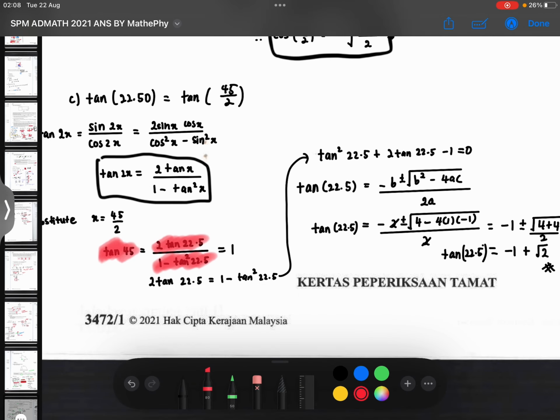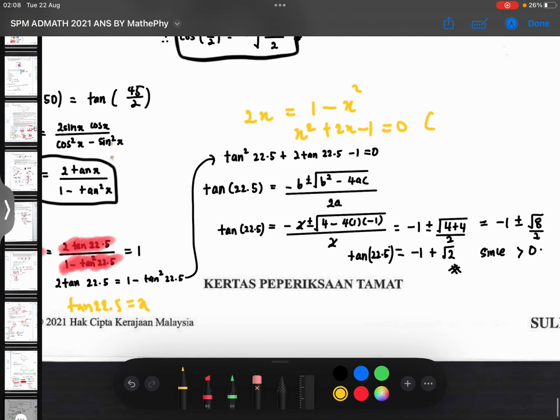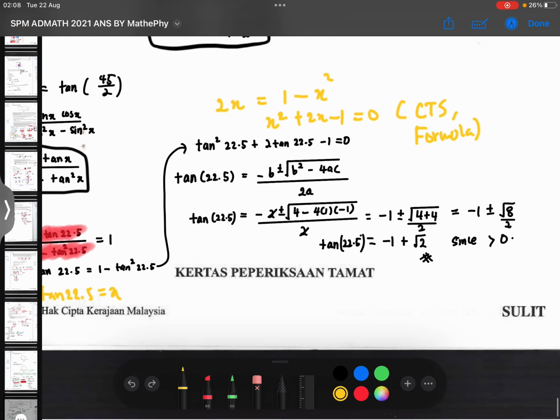So if you can see, this is actually a quadratic equation by letting tan 22.5 be x. Okay, so 2x equals 1 minus x squared. So x squared plus 2x minus 1 equals 0. So you can solve this by completing the square, or the formula. So I choose using the formula, b squared minus 4ac. Okay, so like this. So I solve for tangent 22.5 as the question wants. At the end I get this.